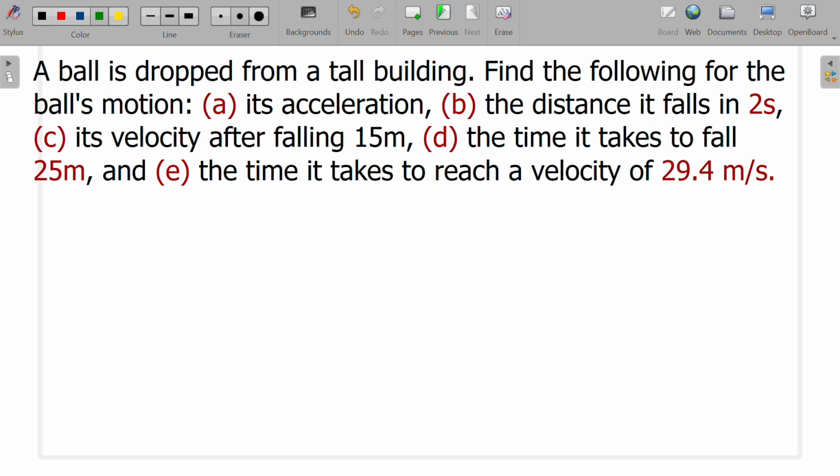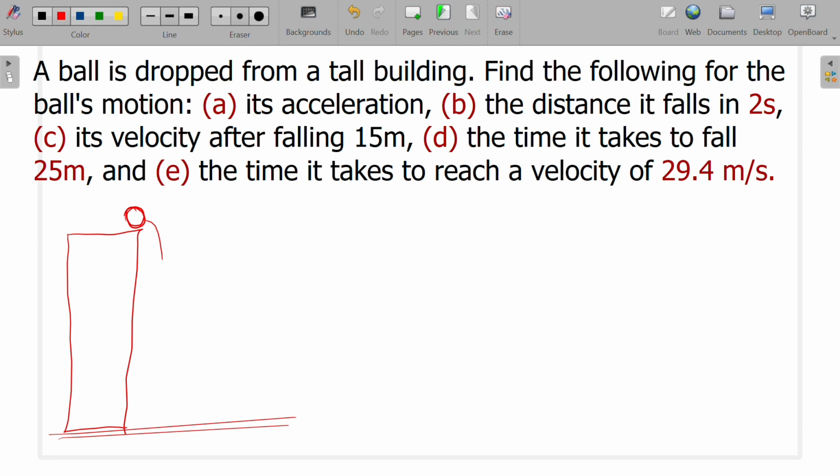So let's go ahead and see what is happening here. We have a building like this. So this is the building and this is the ground. Then we have a ball that is on top of the building there, and then it drops down to the ground level here. So they're telling us we need to find its acceleration.